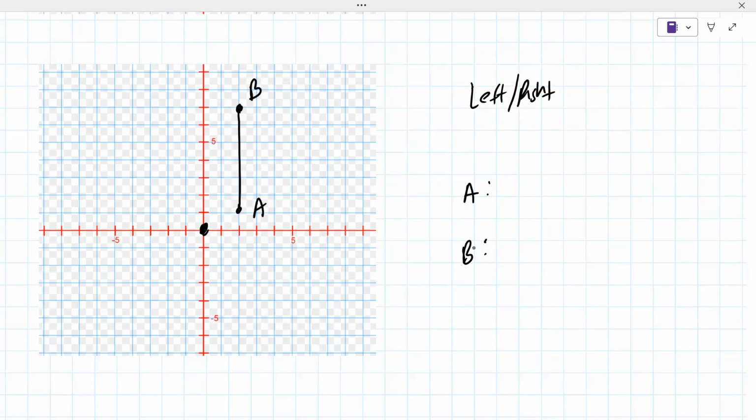So to get to A, how much to the right are you going? 2. Then it's up or down. So it would be 2 comma, 2 right, and then 7. Where is A? At 1. Okay. All right.